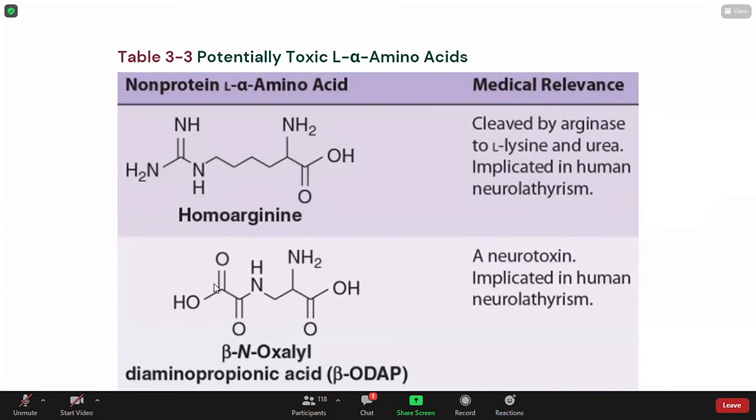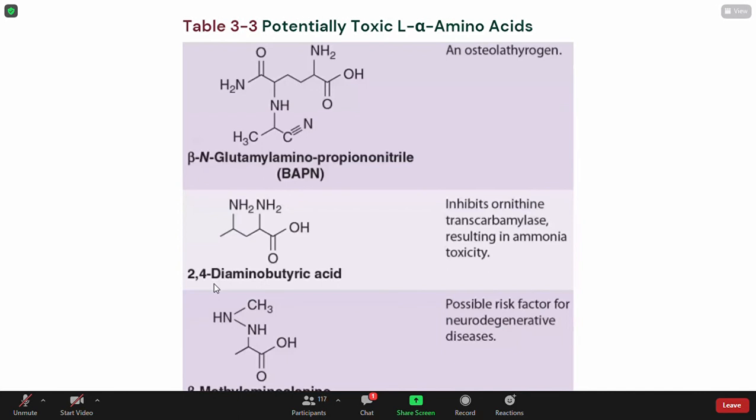So those are some amino acids that are non-protein. They are not used in the synthesis of proteins, but they are found in nature. Also this one. So they are toxic materials found in plants.